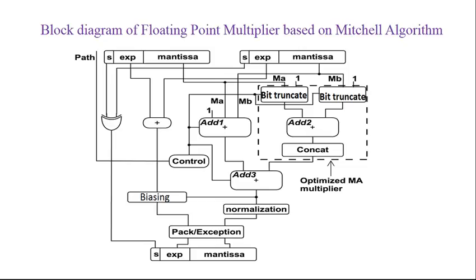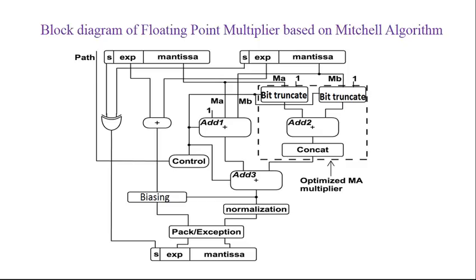This is the block diagram of floating point multiplier based on Mitchell algorithm. So here the path will represent the control. For 0 it indicates a full path. For 1 it indicates a log path. Log path will constitute only bit truncate for mantissa A and B as well as adder 2 and concatenation. But full path will consist of, in addition to this, two more adders. They are adder 1 and adder 3. Finally, the result has to be biased, normalized, packed, and it needs to be verified with exception cases, and then assigned to output.